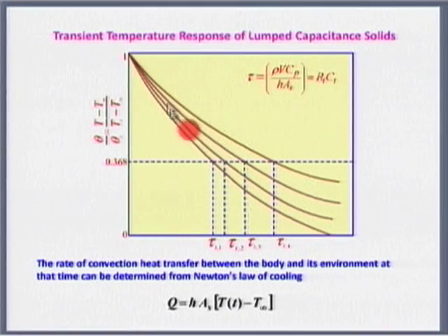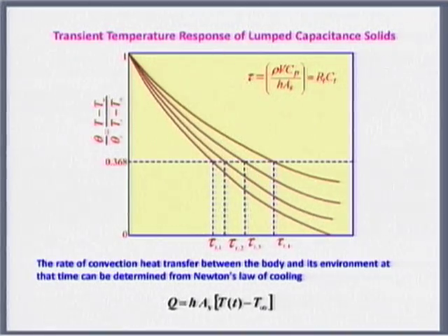you can see this is one graph which is having a time constant of τ4, and this is τ3, this is τ2, and this is τ1. So the body which is having the lowest time constant is responding fast.